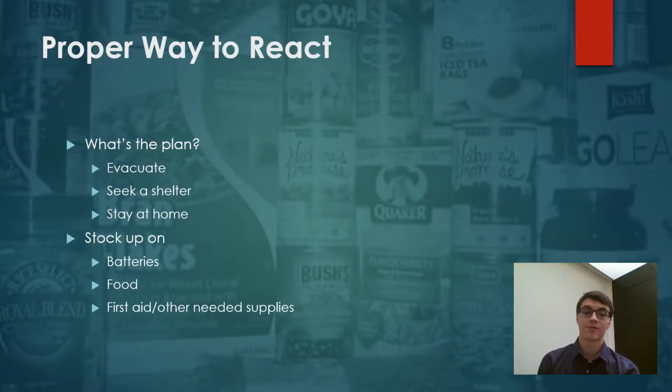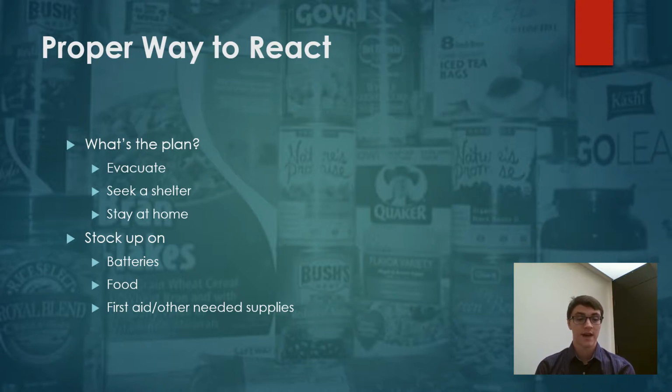So the proper ways to react for a hurricane. There's a few different ways you can react, and luckily with a hurricane you will have time to react as they're forecasted a little while before. 3 different things you can do is 1, you can evacuate, 2, you can seek a shelter, or 3, you can stay at your house.